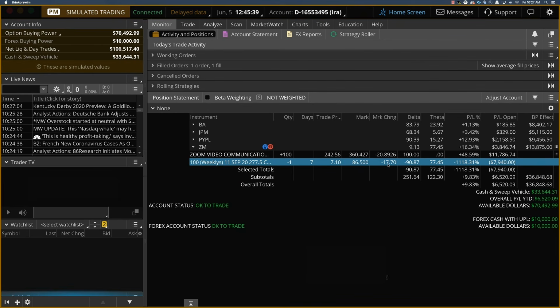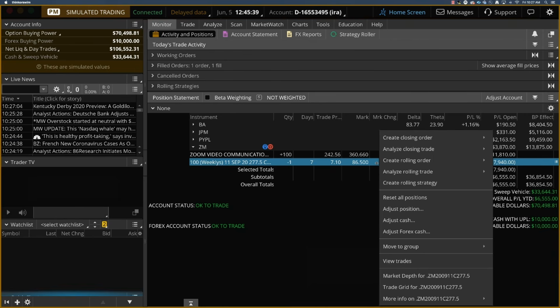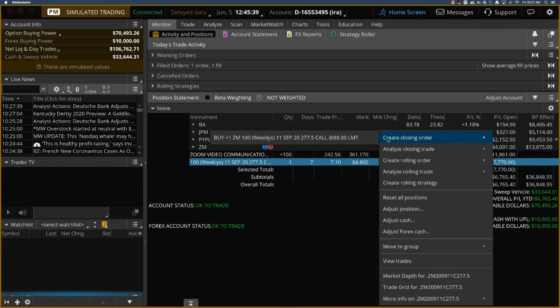If the investor decided they did not want to sell those shares of stock at the strike price, they could simply right-click on that line, on the strike price, right-click anywhere on that line. They could then go to Create Closing Order, and what this is really doing is it's buying the call back. Now, when they buy the call back, they're releasing themselves of the obligation to sell the shares at $277.